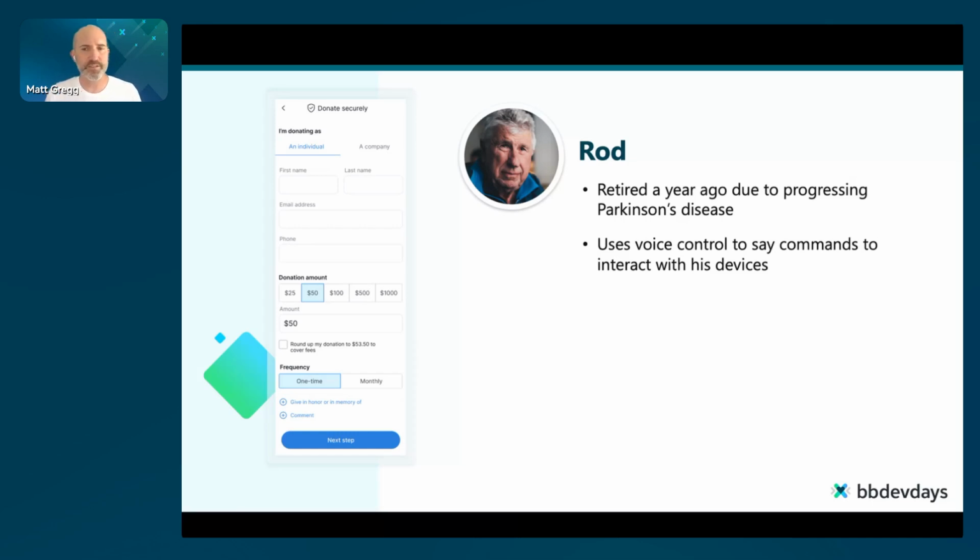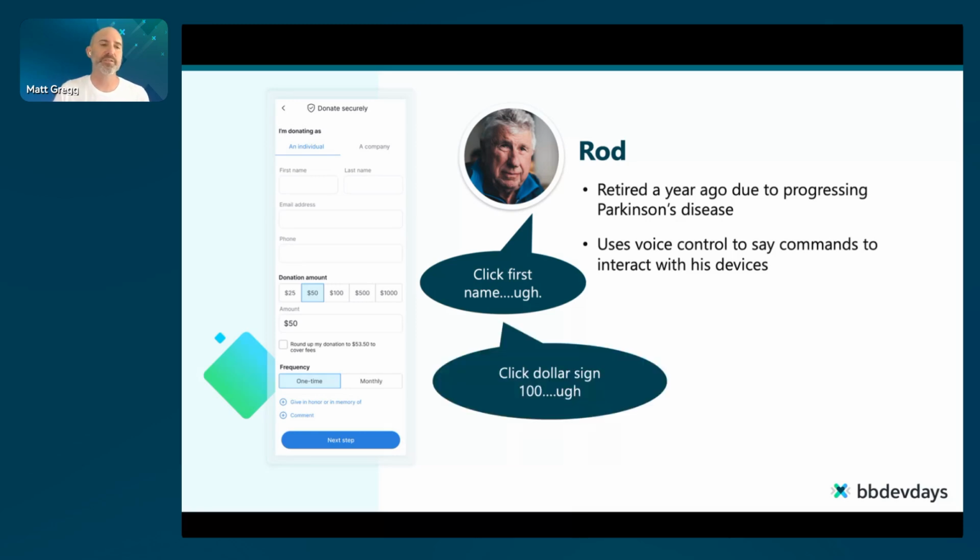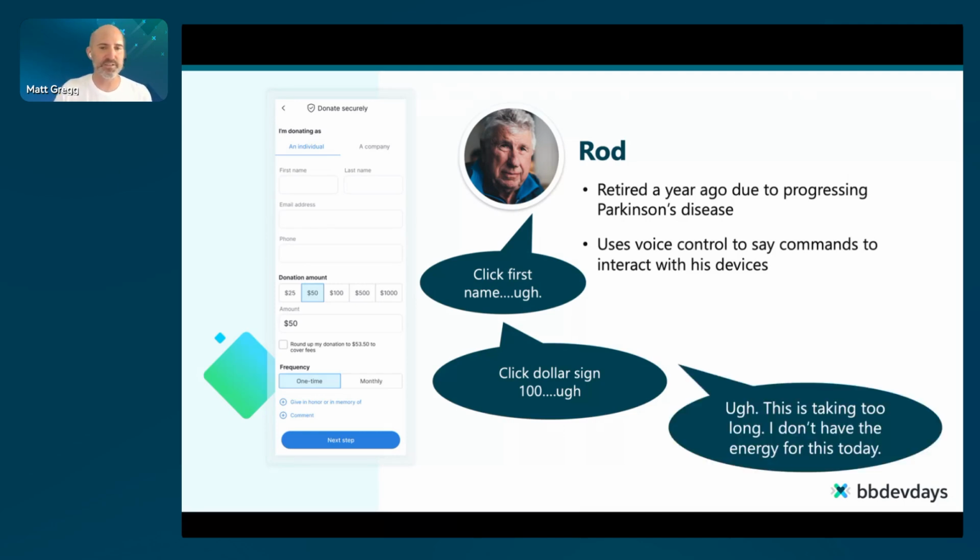So when he starts to make a donation, he says, "Click first name." Ugh, nothing happens. So he gets to his keyboard. He's able to put his cursor into the fields, says his name, which enters his details, and then he continues on this way slowly, a combination of his keyboard and his voice, dictating his input through his voice. Next, he says, "Click $100." Ugh, nothing happens. At this point, he's frustrated. He's tired. He decides it's just not worth it, and he's going to take off.